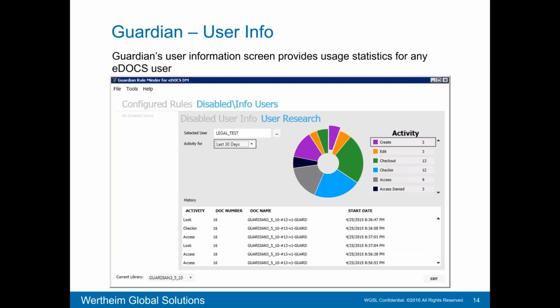You get a lot of disabled user information. You can also look at any user from this screen. You're not just limited to disabled users. So if I want to see a specific user, I can also get some activity information about any user, not just the disabled ones.